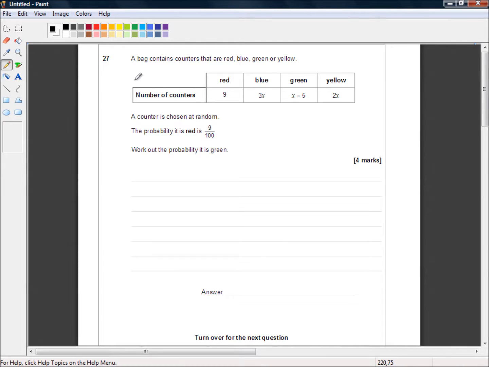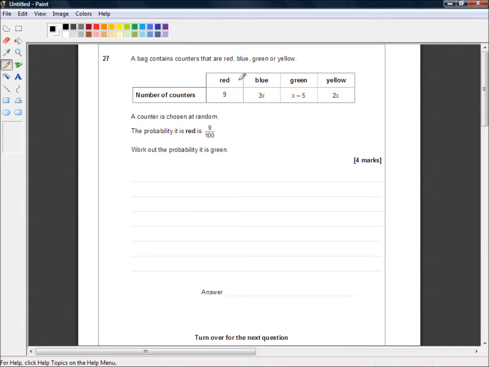This is the third paper in the foundation tier and we're picking up in question 27. A bag contains counters that are red, blue, green or yellow. A counter is chosen at random. The probability it is red is 9 out of 100. Work out the probability it is green.